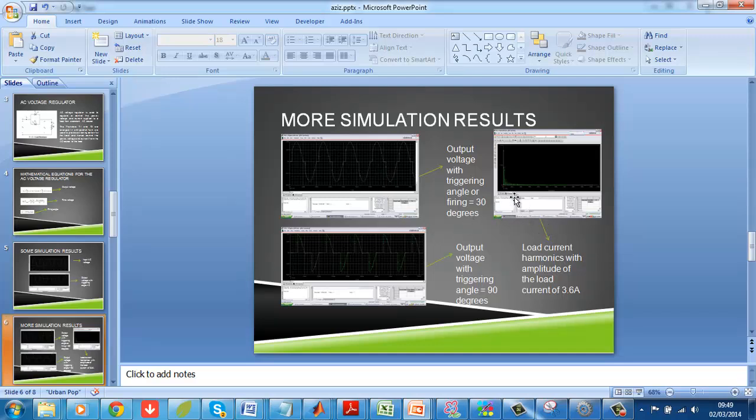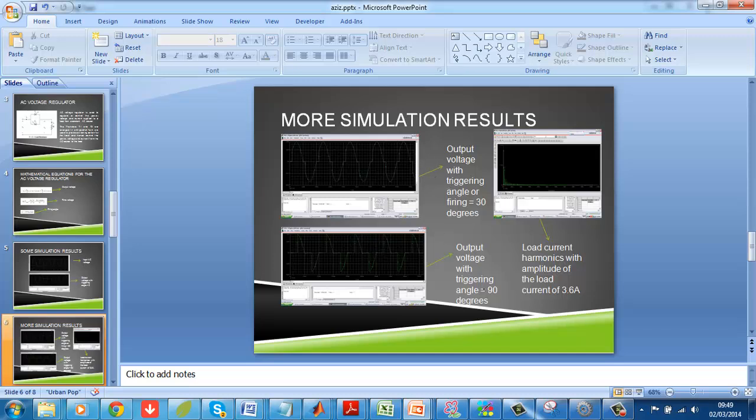So as you can see, I did some Fourier analysis, some harmonic analysis in the current from PSpice. And I realized that the load harmonics had an amplitude of 3.6 amperes. So this is the harmonics. These are the voltages from different firing angles.